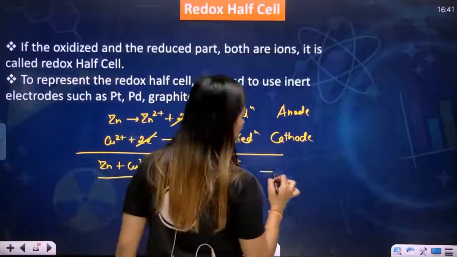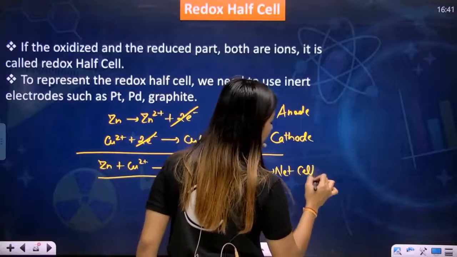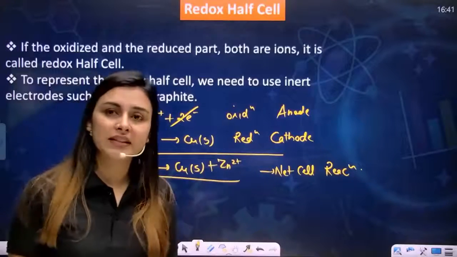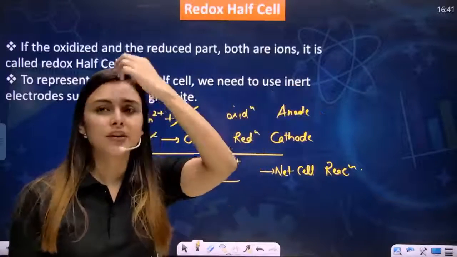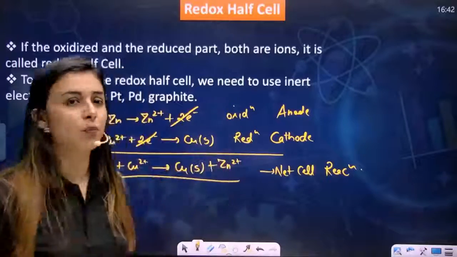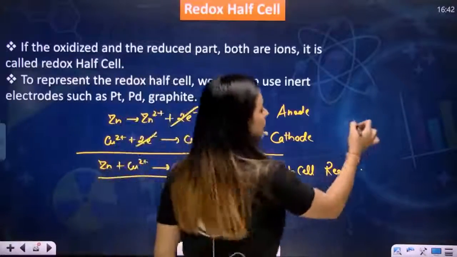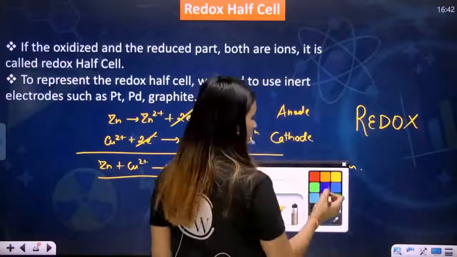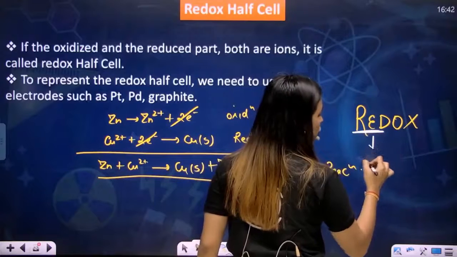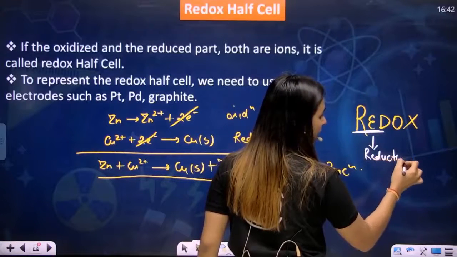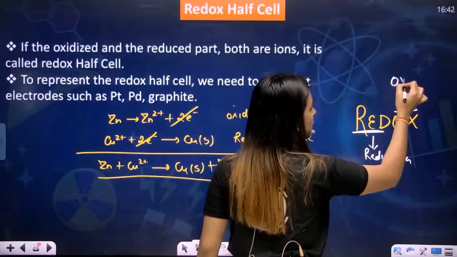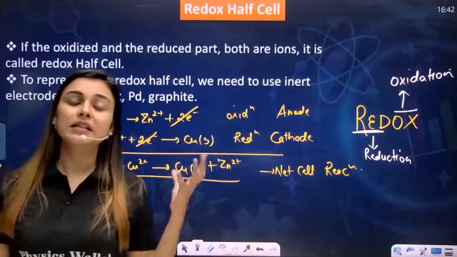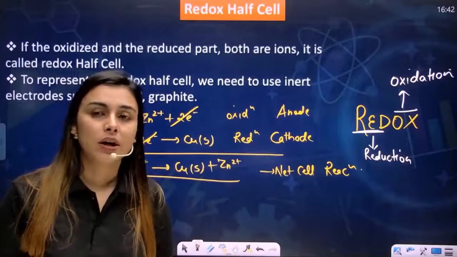What is this? This is your net cell reaction. From this, we can say that for a complete cell, you need oxidation as well as reduction, right? The combination of both is known as redox. Now, what does redox mean? This means reduction and this means oxidation. So the combination of oxidation and reduction reactions together is known as redox reactions.